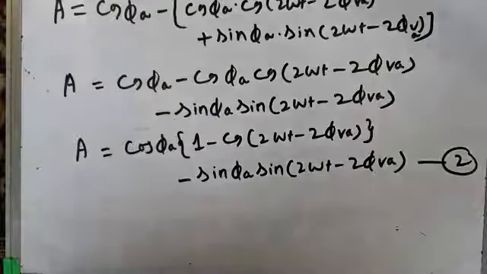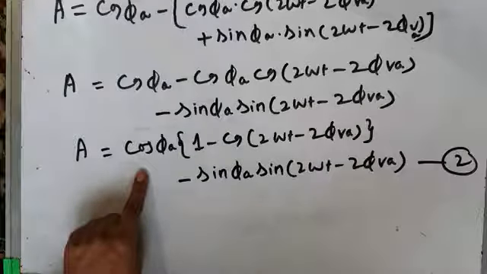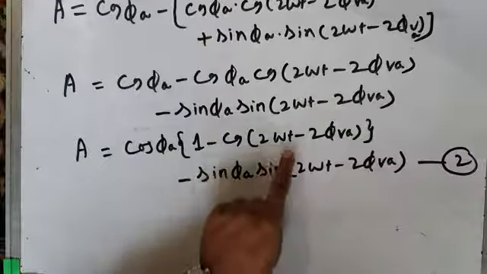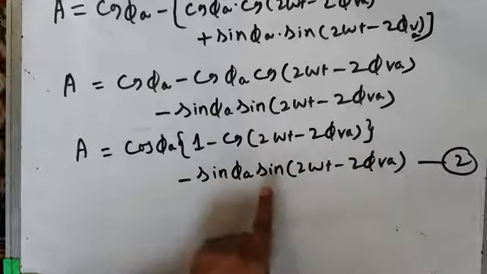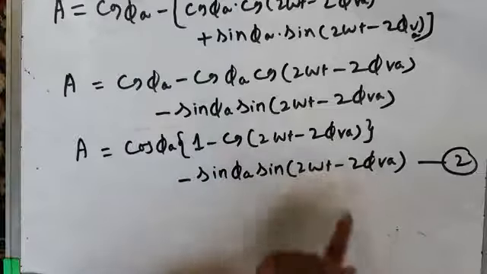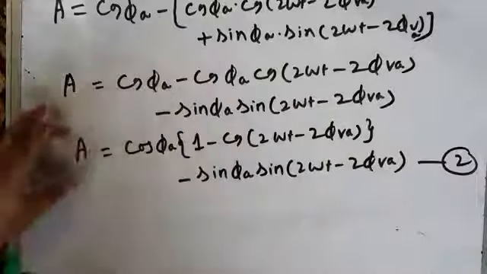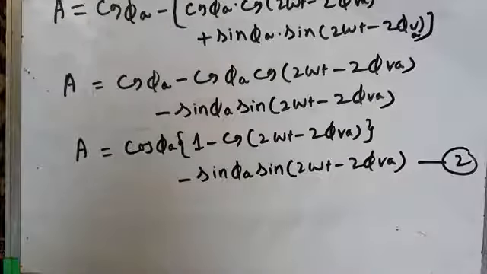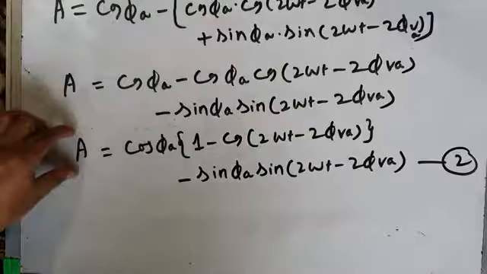This is the mathematical expression for a, that a is equal to cos phi a times 1 minus cos of 2 omega t minus 2 phi va minus sin phi a into sin of 2 omega t minus 2 phi va. Later on we will substitute this a in equation 1 which we have previously written. So this is part A.